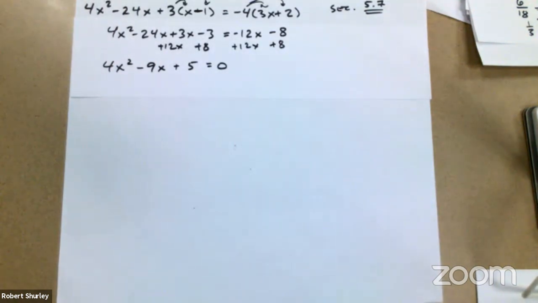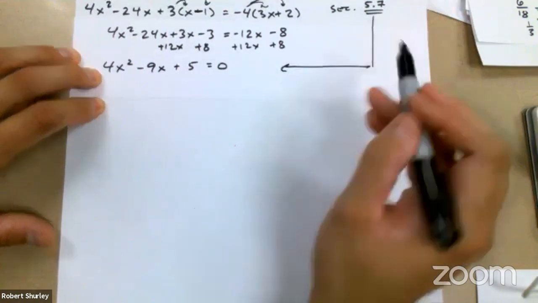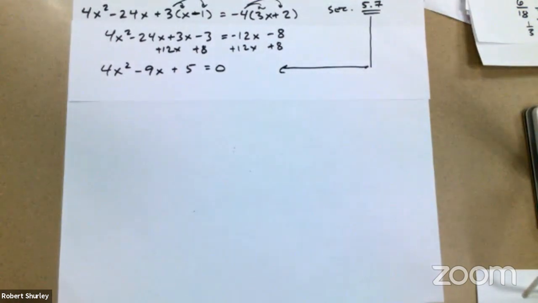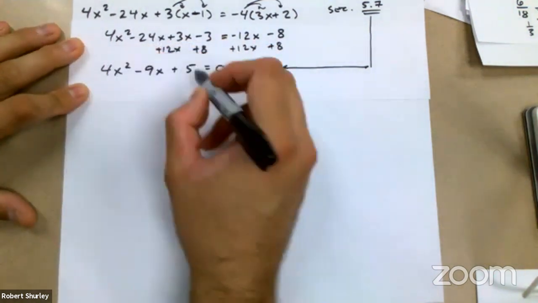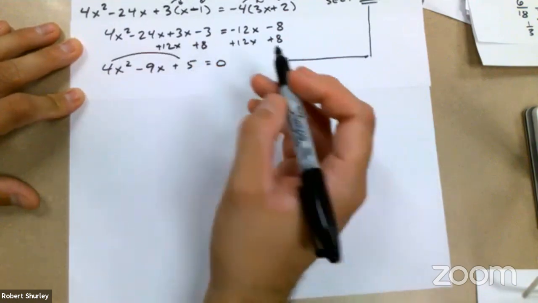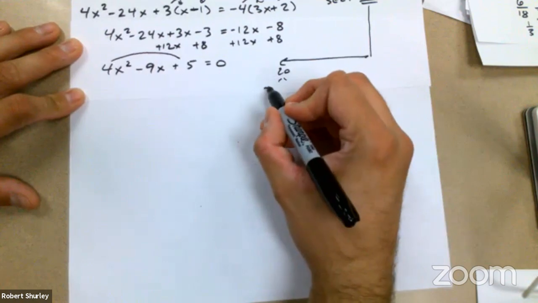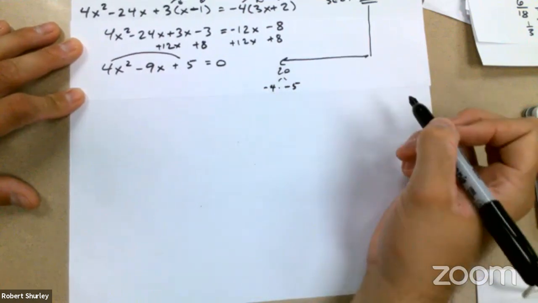This is a whole new question, right? This is an example of a question from 5.7. This is a perfect example of a question from 5.7. So I've got to factor this side completely, set each factor equal to 0, and solve. So 5 times 4 is 20. It's got to add up to negative 9. That's going to be a negative 4 and a negative 5, right?